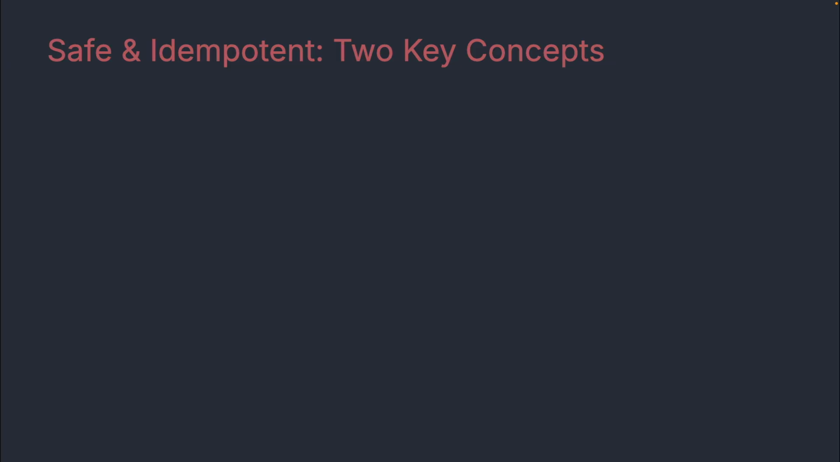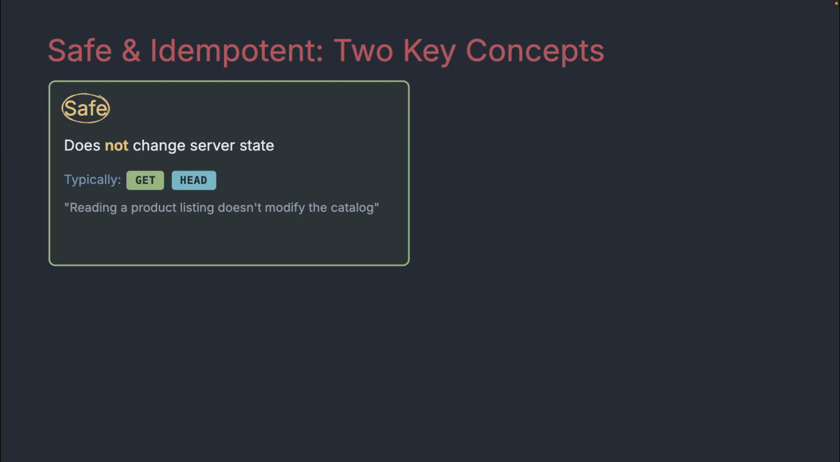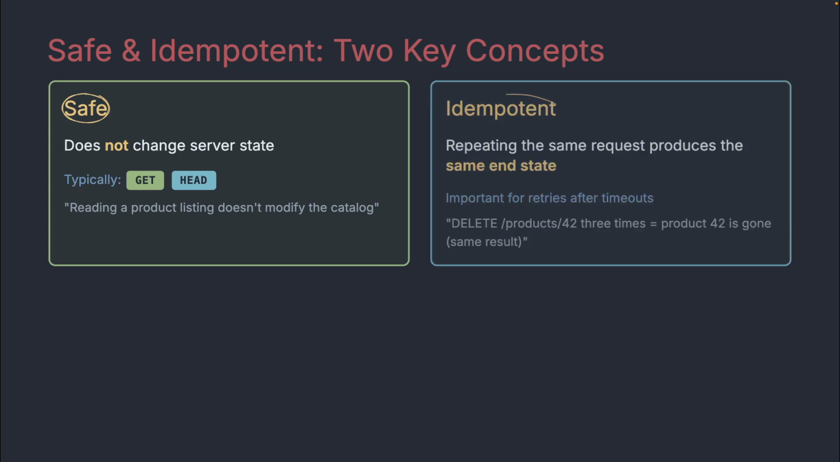So we need to understand two types of concepts, idempotent and safe. Safe means that it doesn't change server state. So the GET and HEAD request verbs read products for listing, and don't modify the catalog. Idempotent methods produce the same result no matter how many times you call them. Repeating the same request reproduces the same state. Important for retries after a timeout.